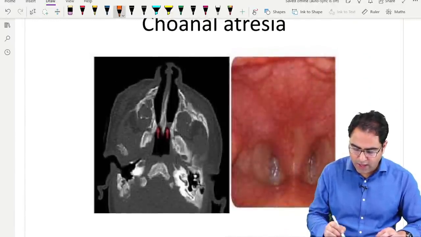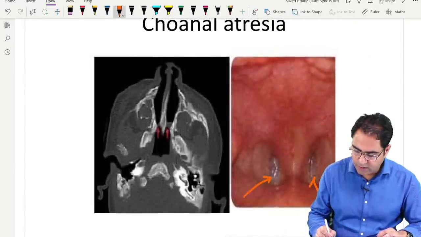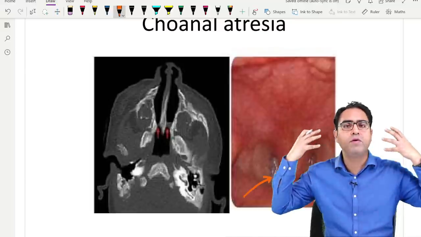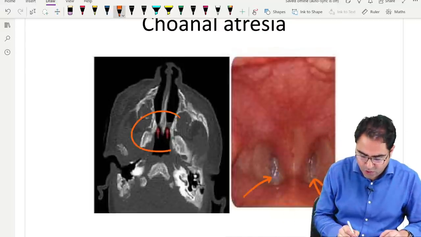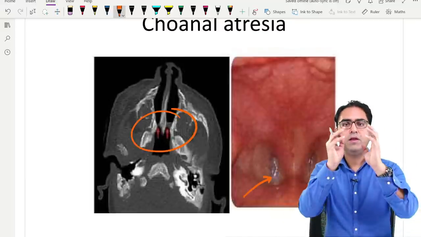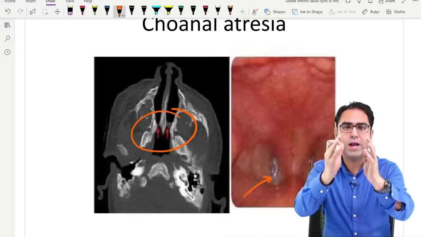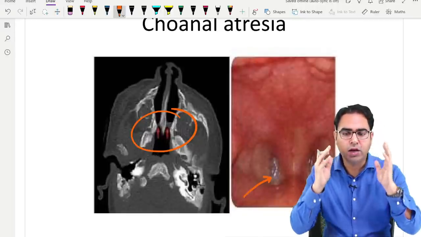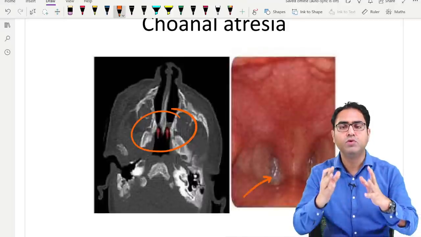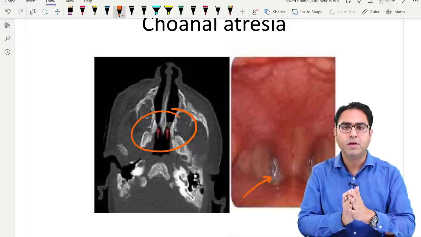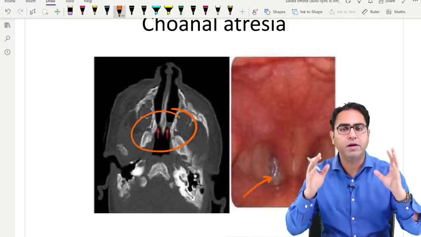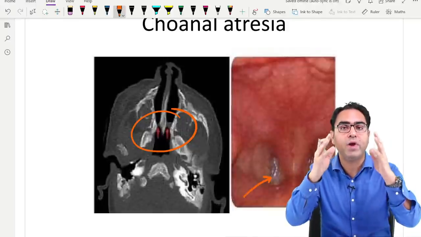Can you see this? The choana, both sides are blocked, beta. The choana. What is the choana? The posterior opening of the nasal cavity. Now, please see over here also. The choana is blocked, beta. Now, one important question for your exam. Bilateral complete choanal atresia is a neonatal emergency. Yes, useful for FMG also. Please hear it, beta. Bilateral complete choanal atresia is a neonatal airway emergency.